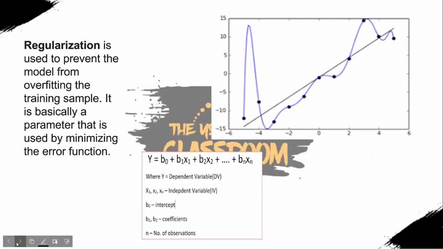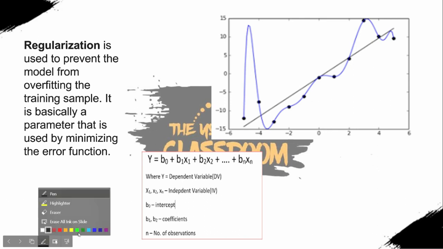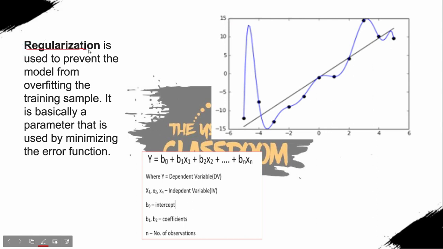We use a technique known as regularization, and it is used to prevent the model from overfitting the training sample. It is basically a parameter that can be used by minimizing the error function. We'll be dealing with this second line in the forthcoming few minutes. So let's see how we can do it. Let's assume that these black points are my training points, and this blue curve is an overfit curve, and this line is a linear regression curve, right?